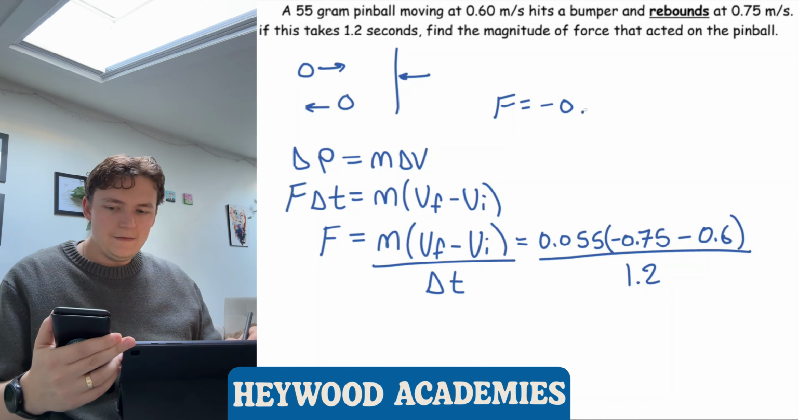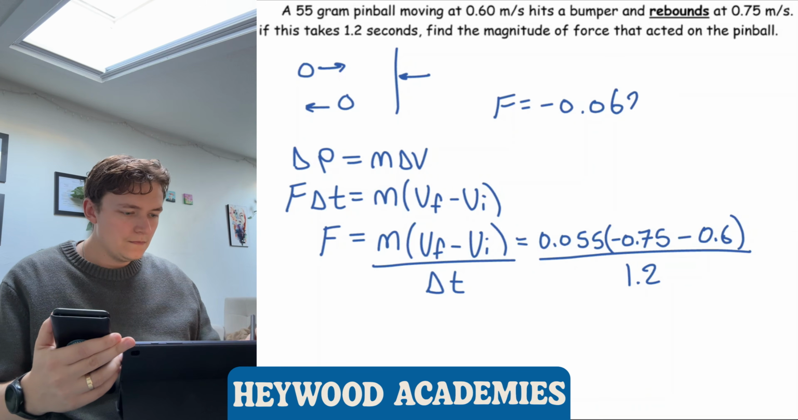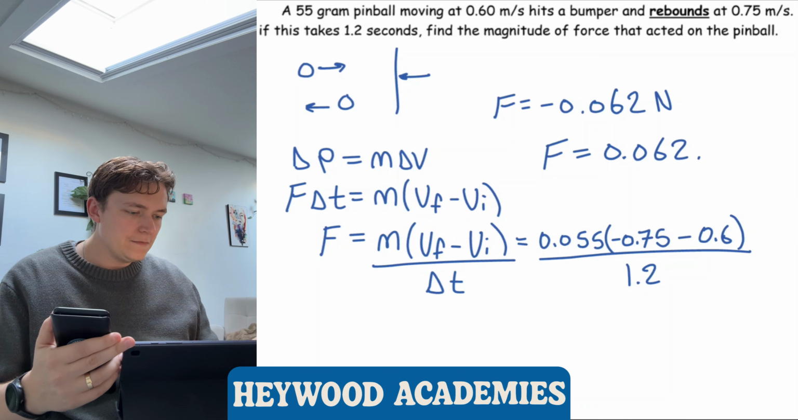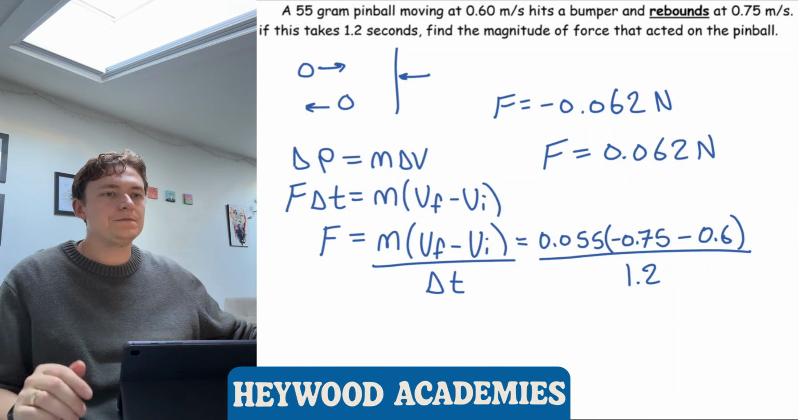Okay, so we get negative 0.062. So the magnitude of that force is just going to be 0.062. And that's our final answer.